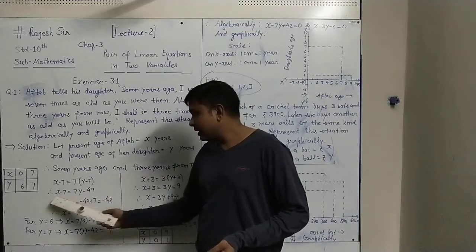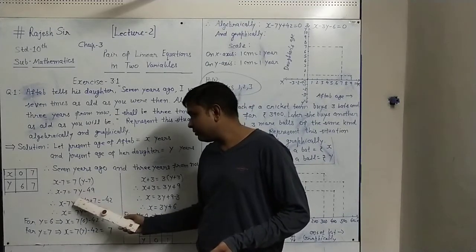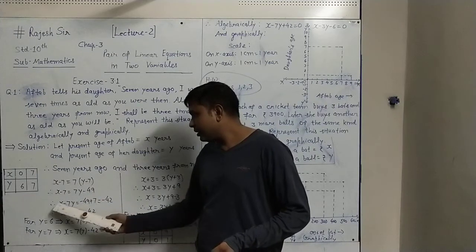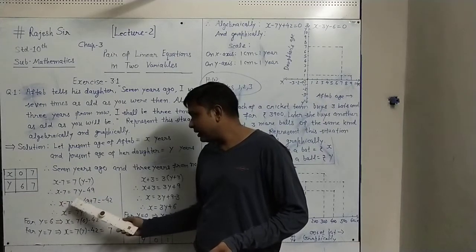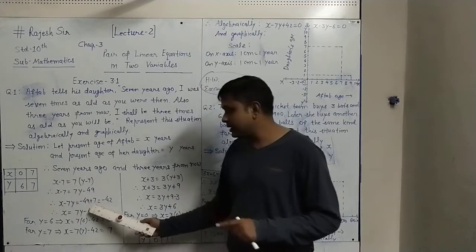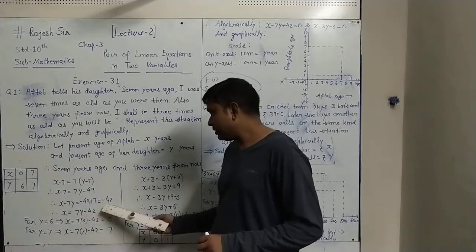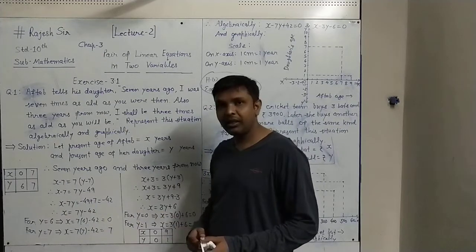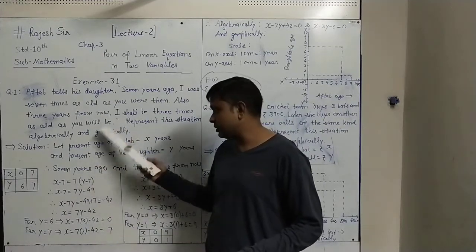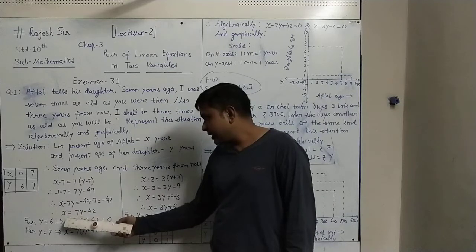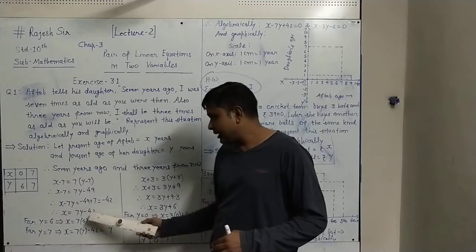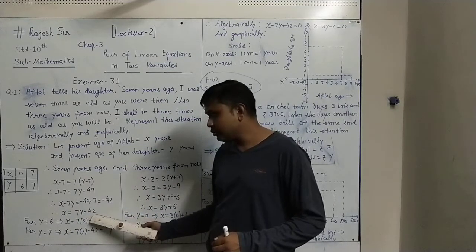Now simplify this: x minus 7 as it is. 7 into y, 7y, minus 7 sevens are 49. This will be x minus 7y, and minus 49 plus 7 will be on this side. So it is minus 42. So x minus 7y equal to minus 42 is the algebraic representation of the first situation. From here, x equal to 7y minus 42 if I take it on the right side.